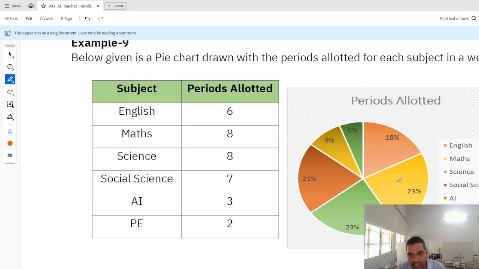By seeing the larger sector angle, you see 23%. So these are the data for AI. You can see science and maths, these two sectors, having the greatest number of periods, 23%.